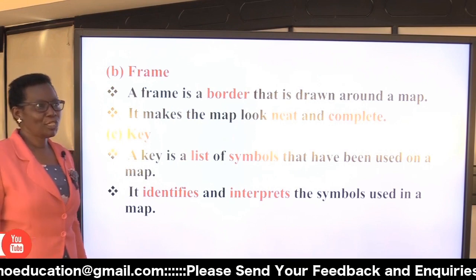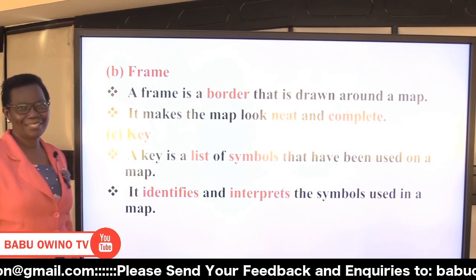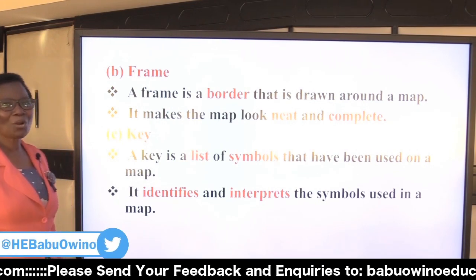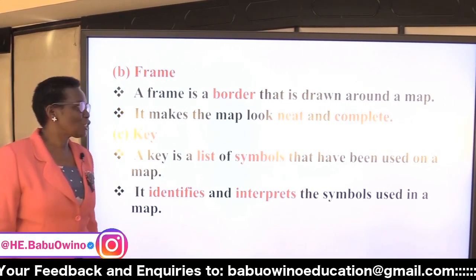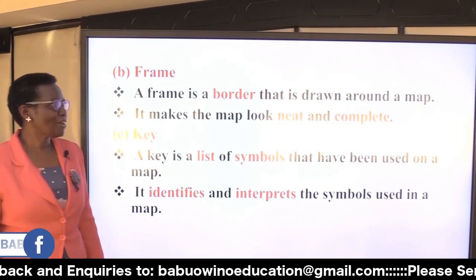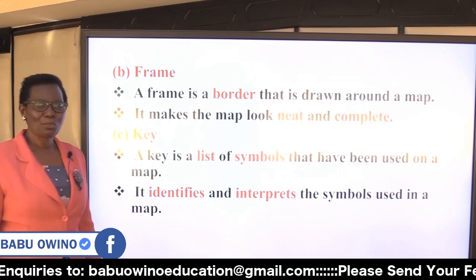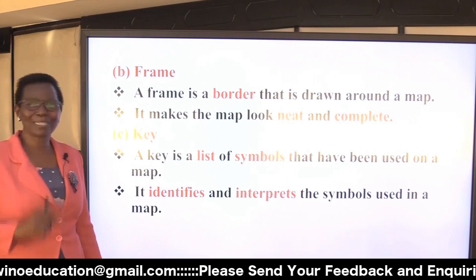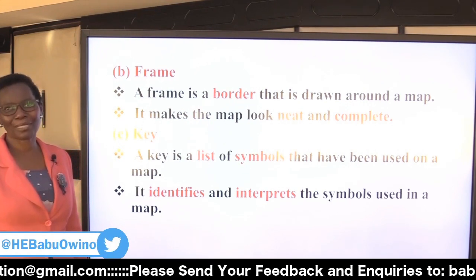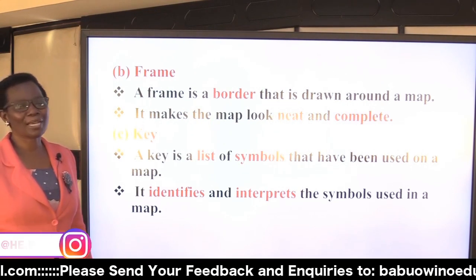The third element of a map is the key. There is something called the key. So this key is a list of symbols that have been used on a map. You find that there is a list of symbols that have been used on that particular map we are talking about. Just the way we talk about the classroom.